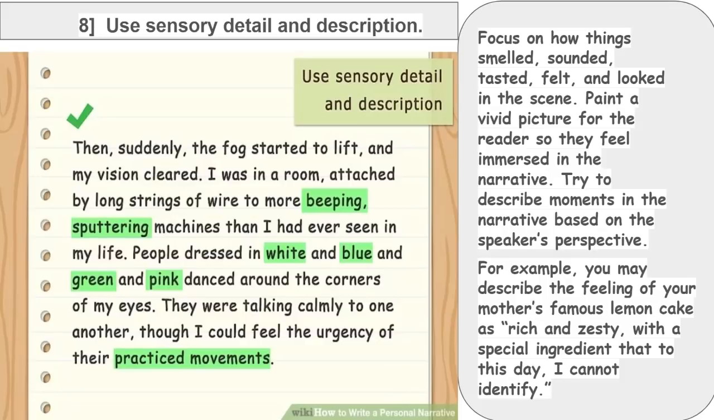For example, you may describe the feeling of your mother's famous lemon cake as rich and zesty with a special ingredient that to this day I cannot identify.